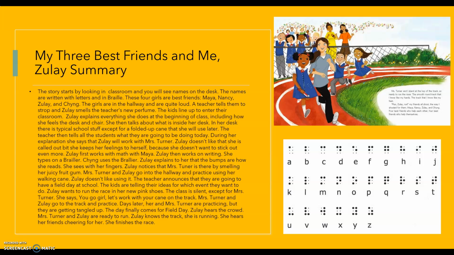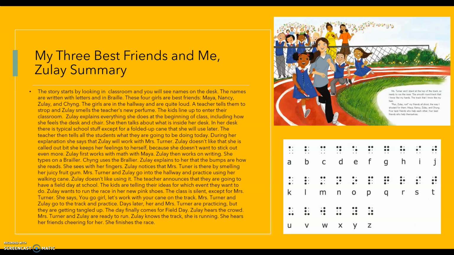Zule doesn't like that she is called out, but she keeps her feelings to herself because she doesn't want to stick out even more. Zule first works with math with Maya. Zule then works on writing. She types on a brailler. Chang uses the brailler. Zule explains to her that the bumps are how she reads. She sees with her fingers.